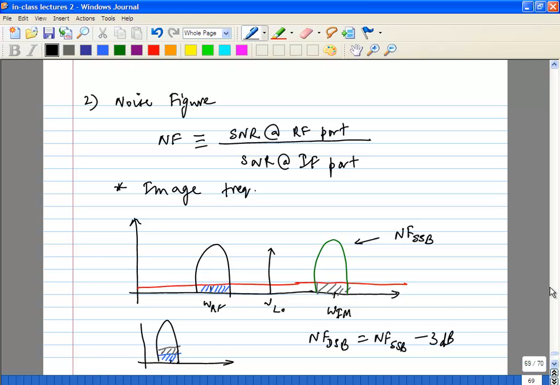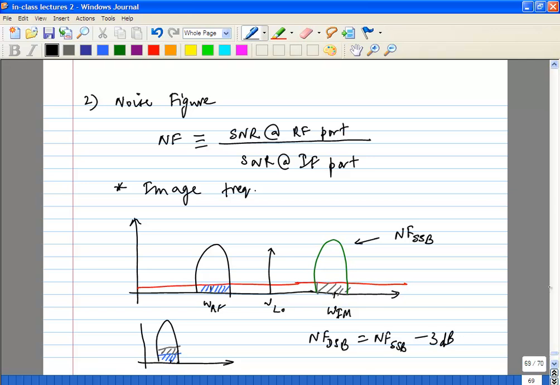So assume your mixer is noiseless. In fact, in this figure we have not even shown where the mixer noise is, where the noise coming from other circuits is. But assume that the input broadband noise is like this. And assume that you are considering the double sideband case. So you have an RF signal here, you have an RF signal here, and the mixer is completely noiseless.